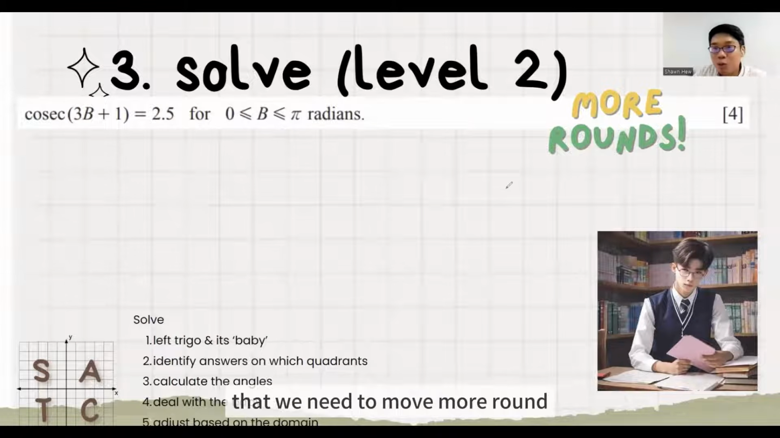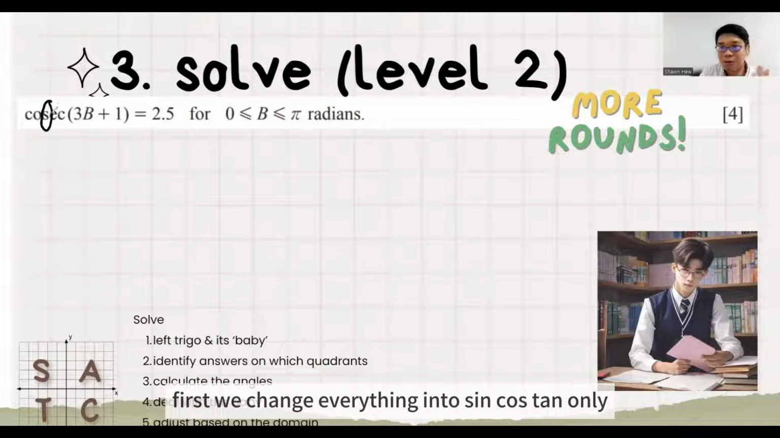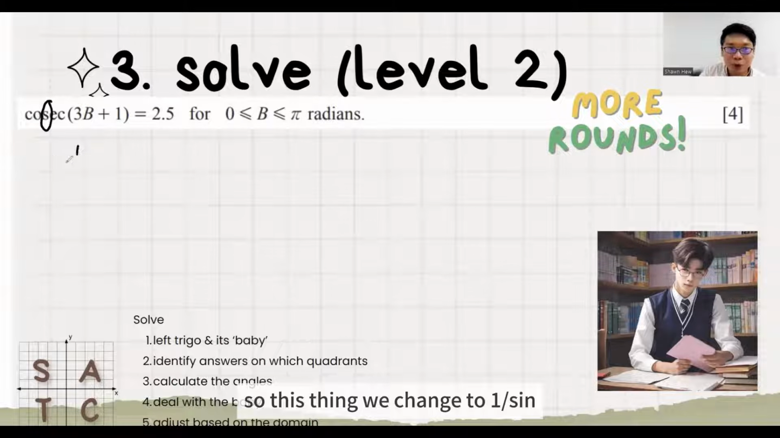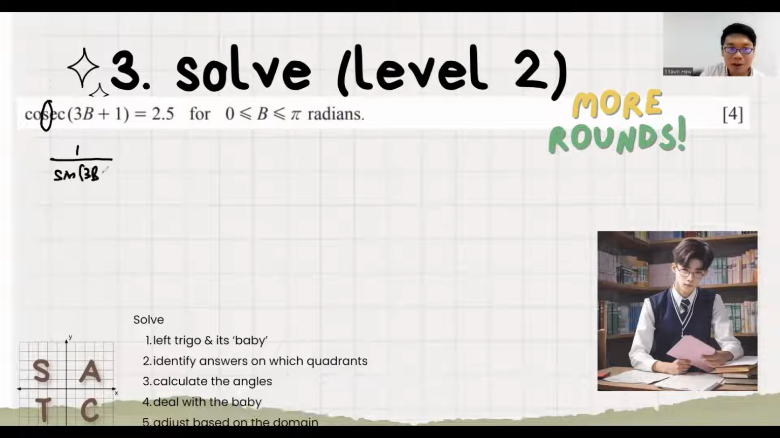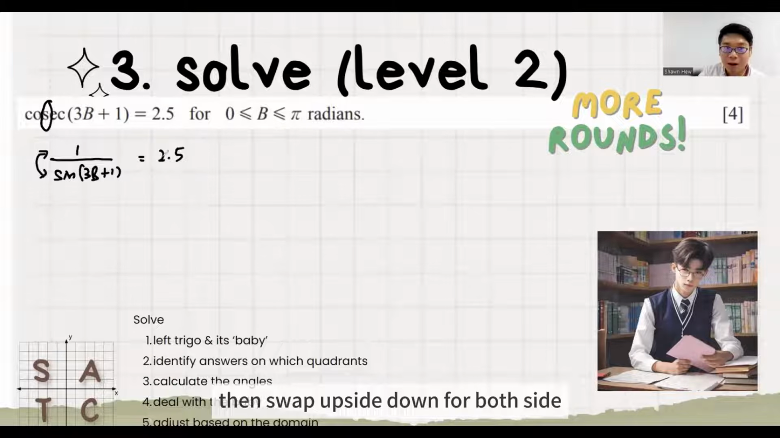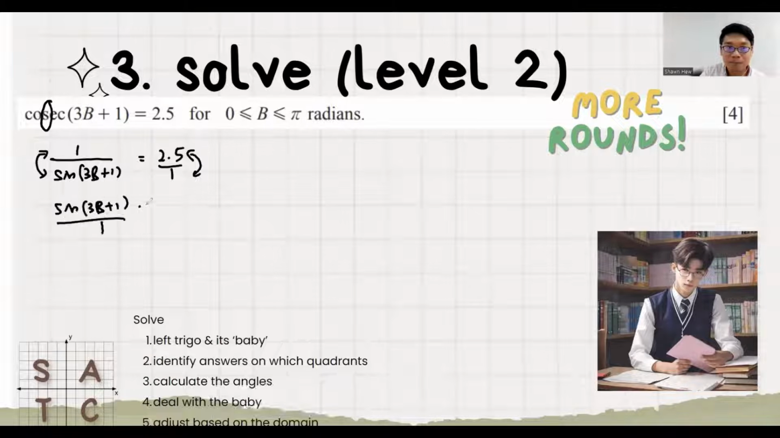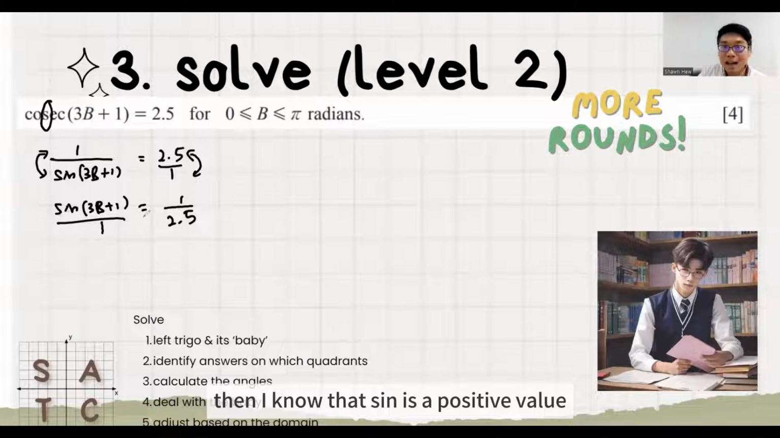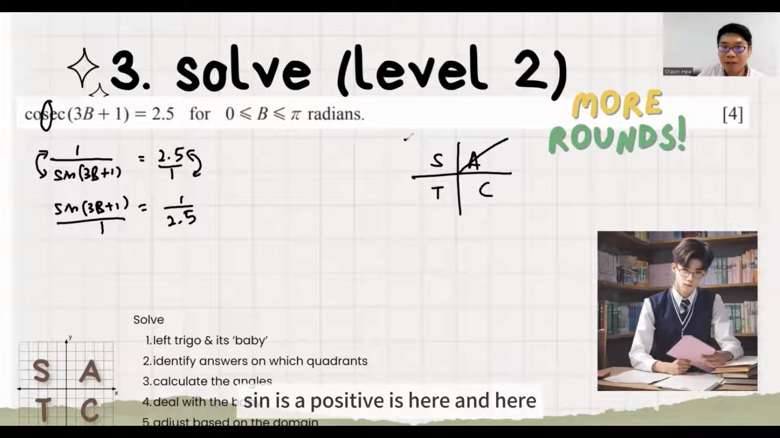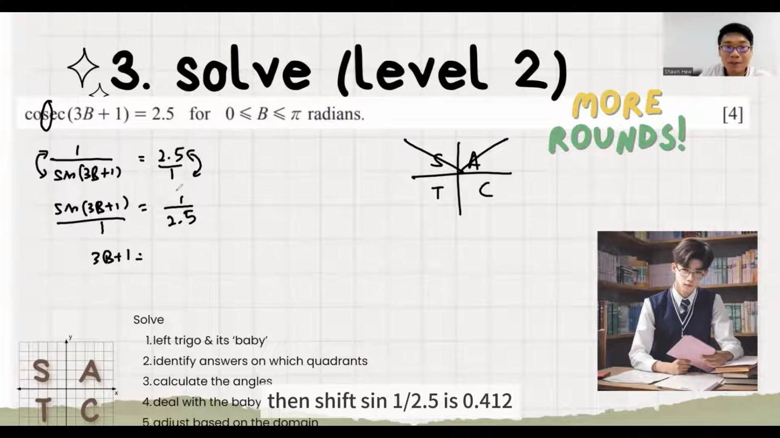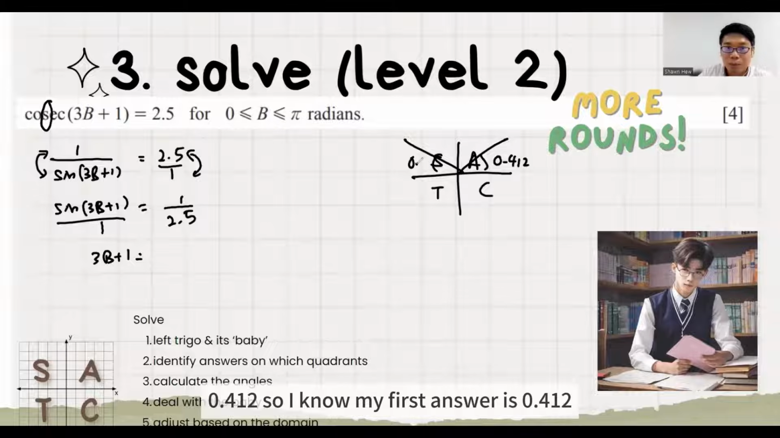We try second IG questions that we need to move more around. First, we change everything into sine, cos, tangent only. So this thing we change to 1 over sine. Then swap upside down for both sides. Then I know that sine is a positive value. Sine is positive, is here and here. Then shift sine 1 over 2.5 is 0.412. So I know my first answer is 0.412.